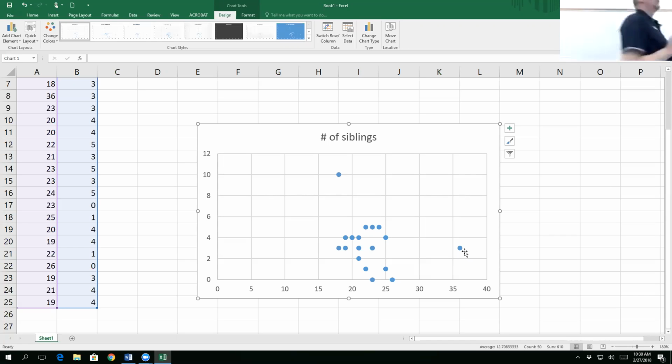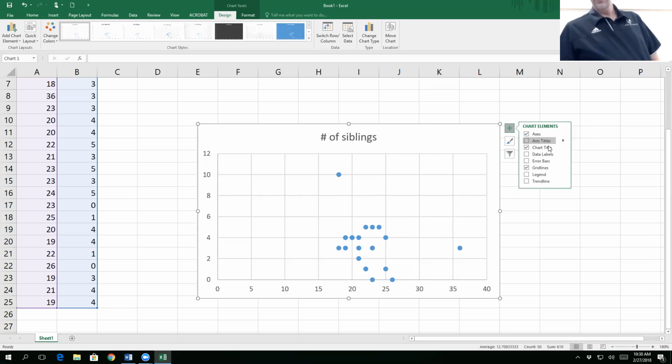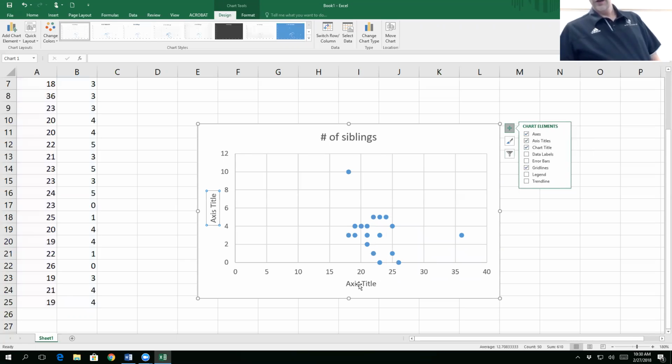Now, by the way, is my graph complete? No, because it has no titles. How do I add titles? Click on the plus sign. Axis titles. What is this?